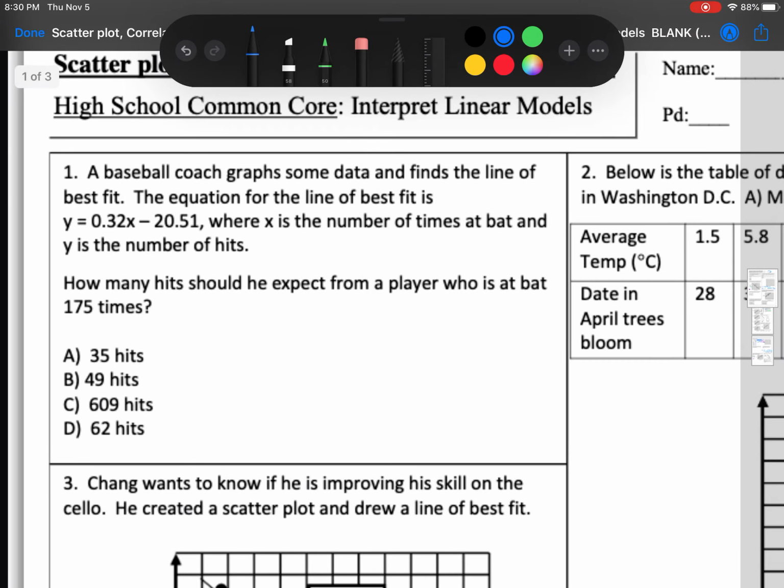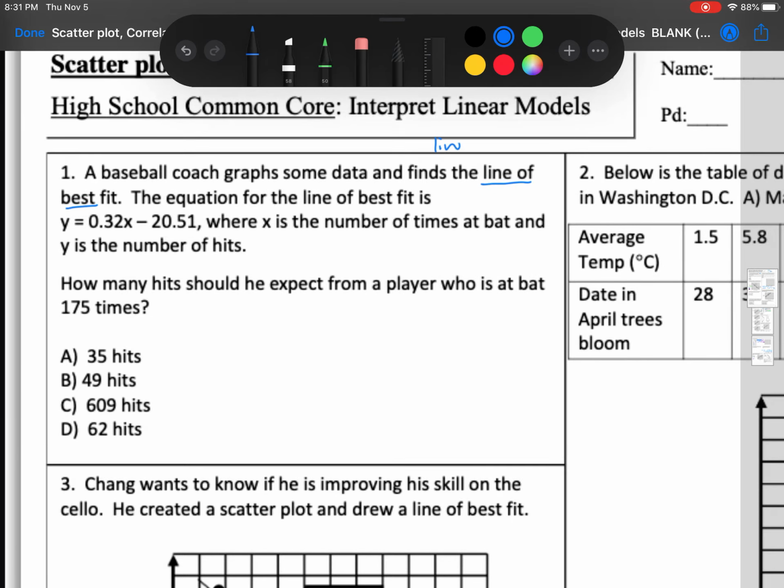A baseball coach graphs some data and finds the line of best fit. The line of best fit is also called the line of regression. The equation is y equals 0.32x minus 20.51, where x is the number of times at bat. So we're playing a game of baseball and you go up and take the bat and try to hit the ball. That would be the x variable, and y is the number of hits.